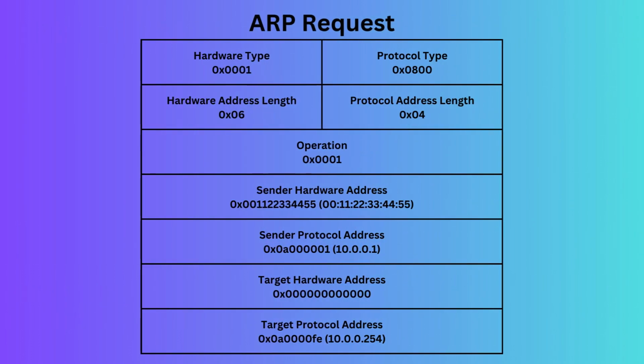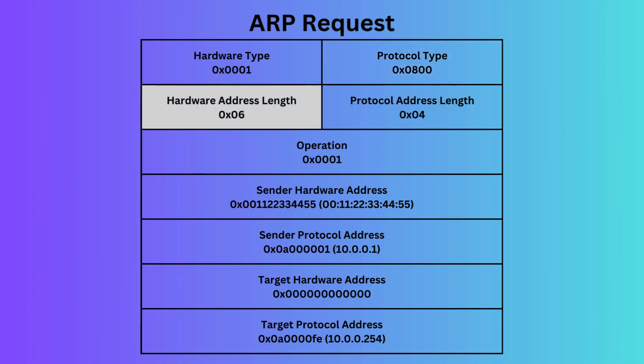Let's break down the ARP request packet that the server sends to find the MAC address of router R1. The first field in the ARP request is the hardware type. It's set to 0x0001, which indicates that the request is being sent over Ethernet, the most common hardware type in ARP. Next is the protocol type.